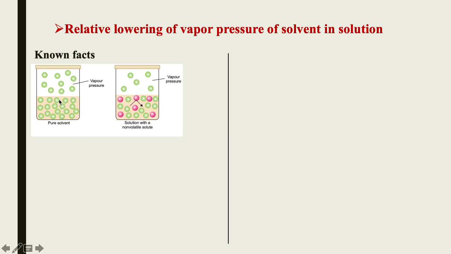Here, if pure solvent is there, it has some vapor. If you cover this beaker with a lid, you will have some solvent particles in the vapor phase. Whatever vapor is there, its pressure we call vapor pressure.